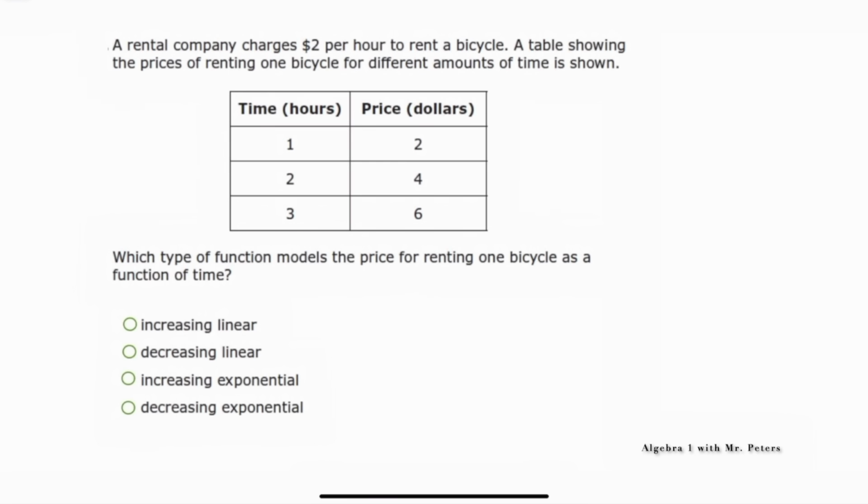So problem number 30, they want us to determine what type of function this graph represents. And when we look at the change in y, we notice that it's going to be constant, right? It's going to be a constant of 2. So that lets us know that it is linear. And when you're thinking about it from the rental company, the longer that people rent, the more money they make. So what that means is that this function is increasing linear.